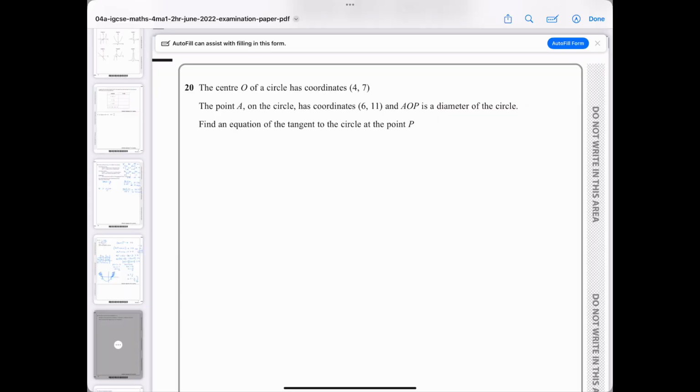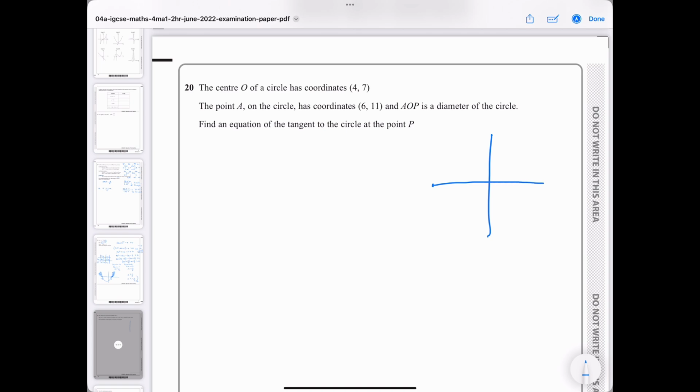The centre O of a circle has coordinates 4, 7. So that would be 4, 7. Let's say that's about there. And a point A on the circle has coordinates 6, 11. So that would be 6, 11.